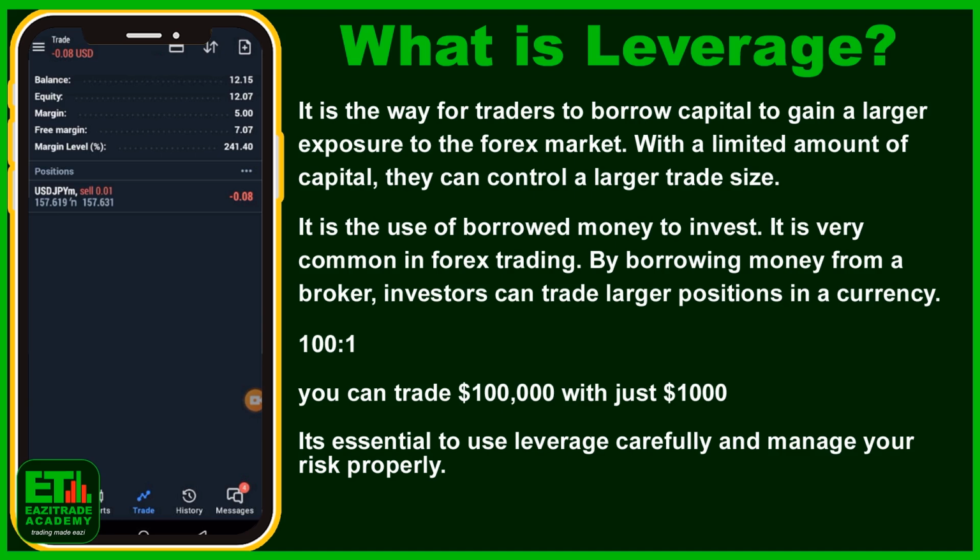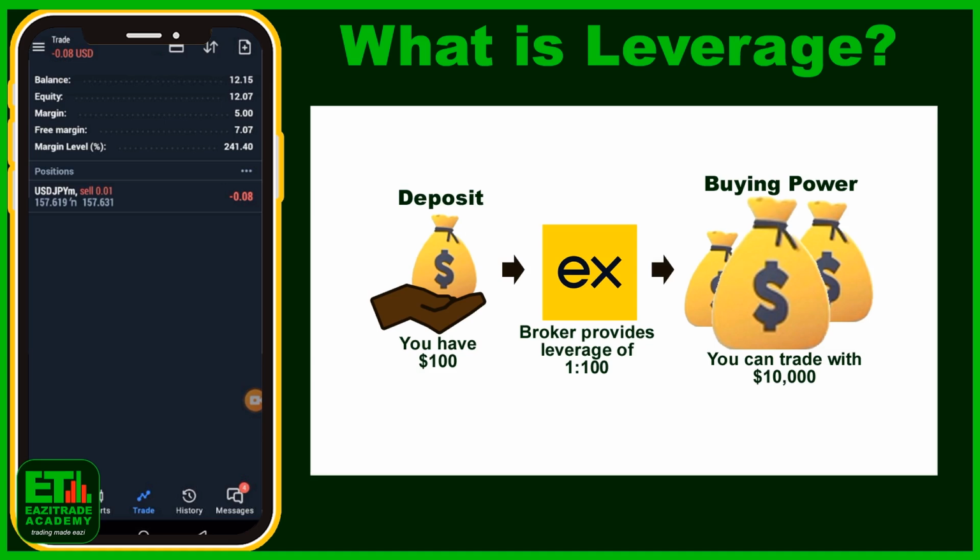Please underline that last statement, very important. Now let's look at the pictorial diagram of leverage. This is it. Your deposit with a leverage gives you higher buying power, as explained initially. So you can deposit $100, and if you use your leverage, you will be taking advantage of $10,000 in the market. All right, so that will be that for leverage.